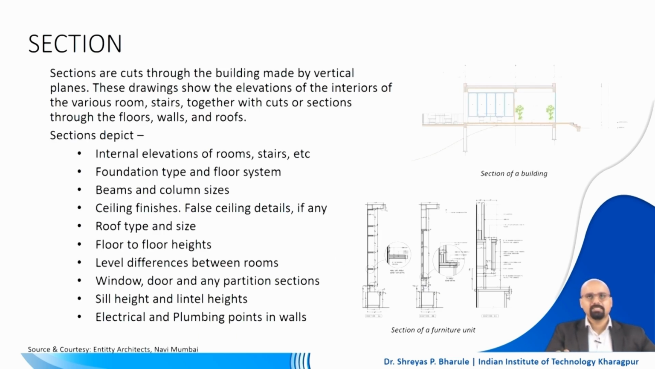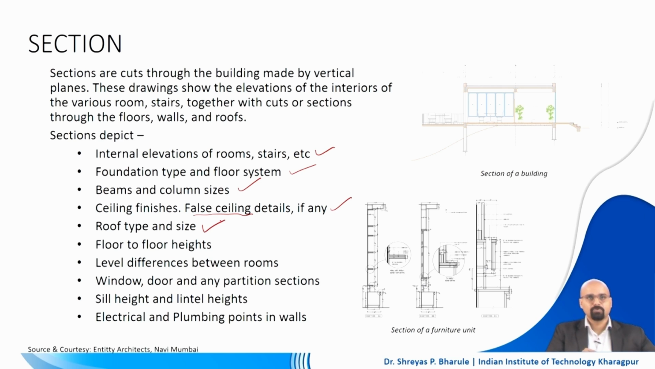So going further to the section, in a section what we do is we basically cut through a place in the building block, and we expose or describe the interior elevation of the room or staircase or a different part which we want to talk about, the foundation type which that particular place has, the beam and column sizes, the ceiling finishes and false ceiling details, if any. False ceiling details are often dedicated particularly to interior design, but it is just being mentioned here.